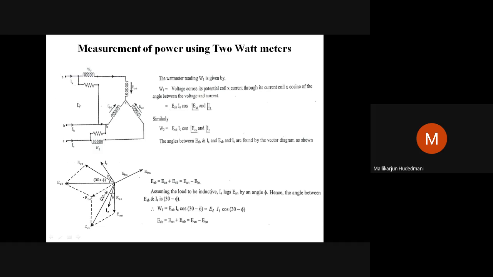Now, the reading of instrument 1 is given by the voltage across its potential coil, the current through its current coil, and the cosine of the angle between voltage and current. That is the reading of W1. So this is given as EAB, where the potential coil is connected, IA, the current flowing through the current coil, and cosine of the angle between EAB and IA.